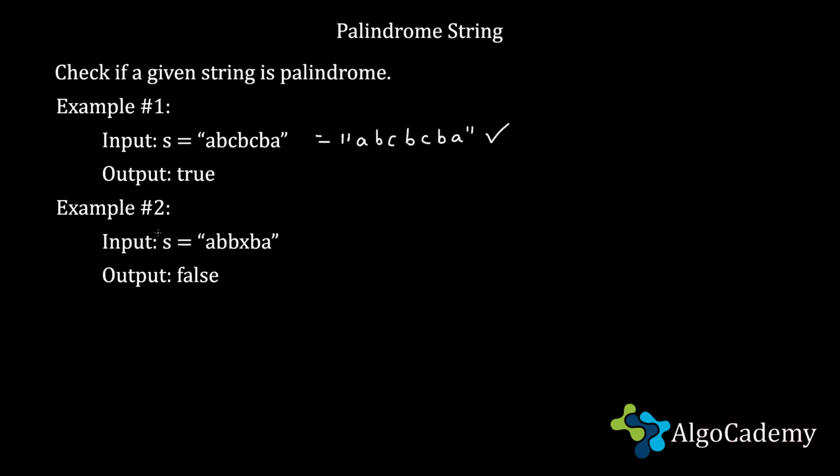Let's take a look at the second example. I have A, B, B, X, B, A. Let's see how it reads backward. And it will be A, B, X, B, B, A. Now let's compare these two. The first two characters are indeed equal, but the third ones are different. So these are not equal, which means that our string is not a palindrome, and indeed we will return false.